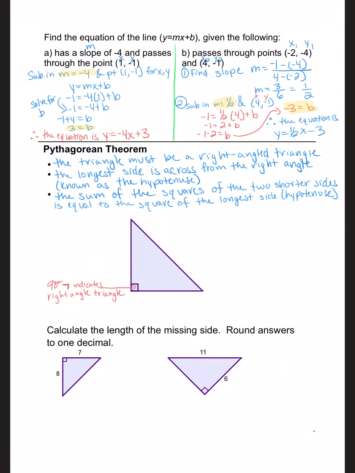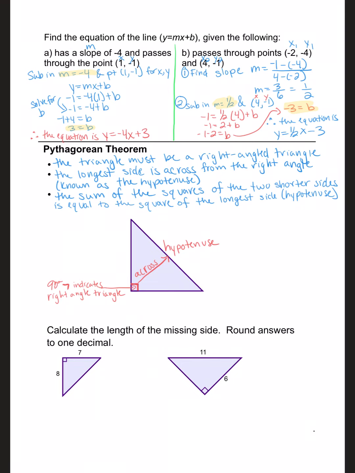Okay. The next point says the longest side is across from the right angle, known as the hypotenuse. So if this is my right angle, it's saying that the longest side has to be across from that. So it has to be across. So they're saying this side here must be what we call our longest side, or our hypotenuse.